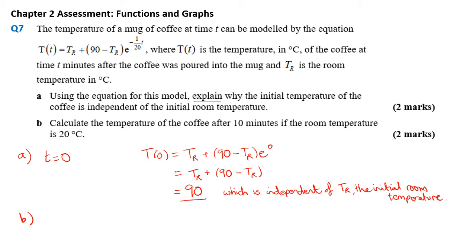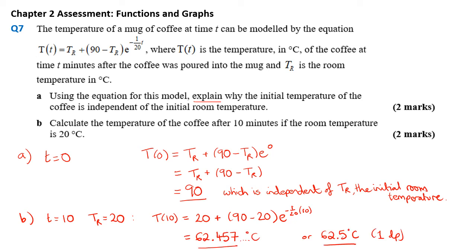So part B is a really nice one for 2 marks. Find the temperature of the coffee after 10 minutes if the room temperature is 20 degrees C. So we're looking at little t for the time is equal to 10 and room temperature TR is equal to 20. We're just going to plug that into our equation and it looks like that. And then we really need to evaluate that on our calculators, and it evaluates to this answer.